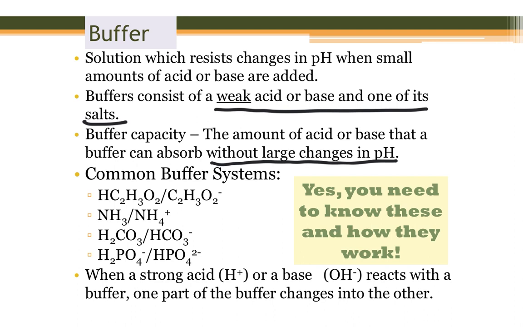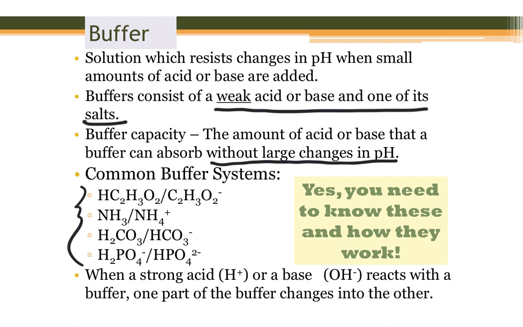So listed below here are some of the common buffer systems. The acetic acid and acetate, or ammonium and ammonia, are super common. Those are the ones we usually use. And then the other two, carbonic acid and the dihydrogen phosphate, are also good buffer systems. Those show up in your blood to maintain a consistent pH.